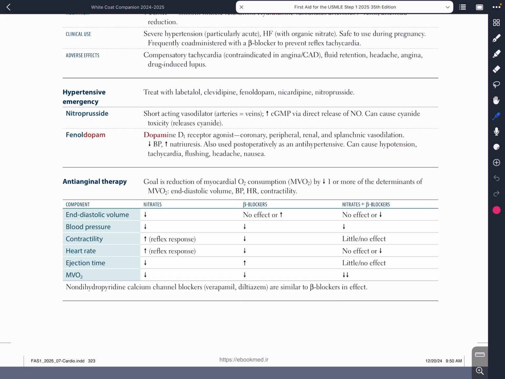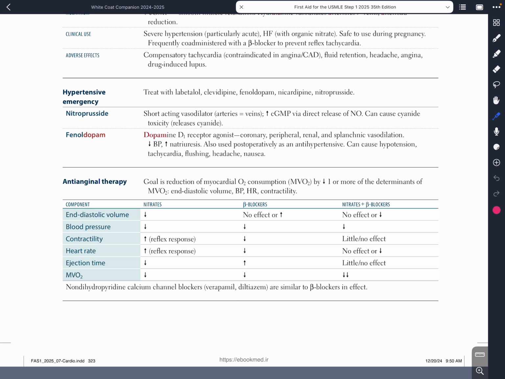If you give nitrates to a patient with high blood pressure, the blood pressure goes down. With a beta blocker, blood pressure also goes down. So the net effect is that they both lower the blood pressure. Nitrates plus beta blockers lower blood pressure.